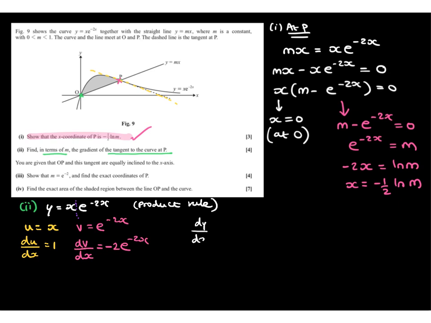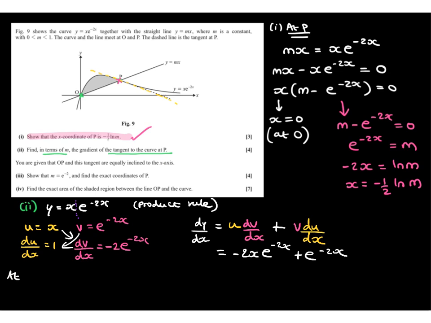Then dy by dx is equal to u multiplied by dv by dx plus v multiplied by du by dx. So let's put all the pieces of information together. U multiplied by dv by dx first gives us negative 2x e to the negative 2x. And then the other way around, v multiplied by du by dx gives us e to the negative 2x.